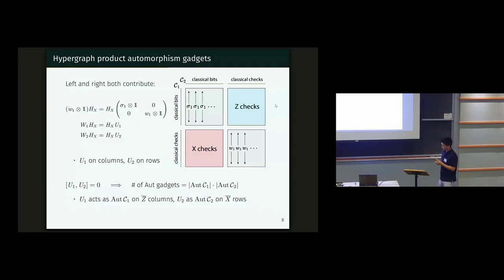These two things commute, so you can think about the group that these gadgets will generate as a direct product. And so the total size of that group is essentially just a product of the size of the two input automorphism groups.